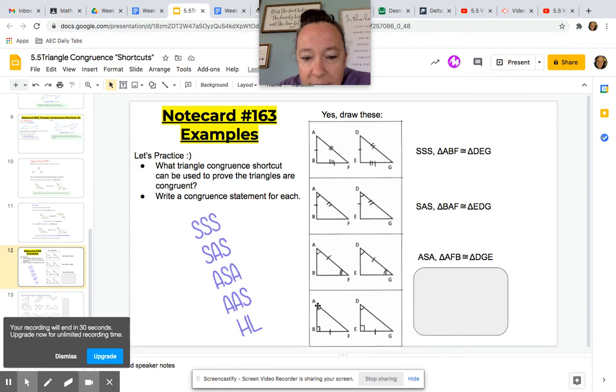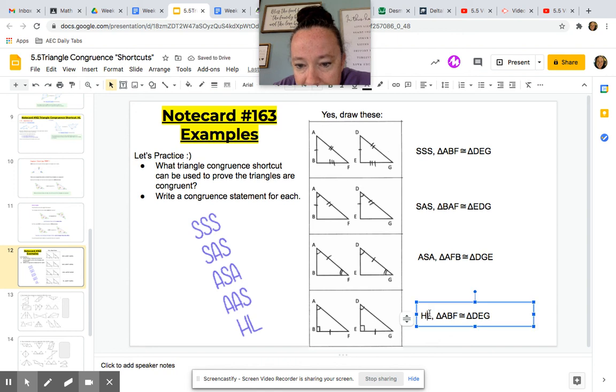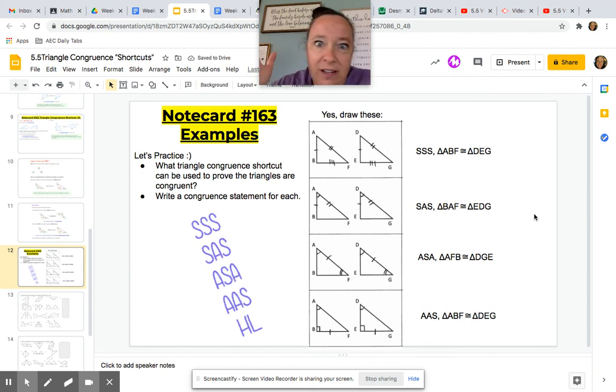So let's see. Angle, angle, side. Remember, angle, angle, side. The side is not included. Angle, angle, side. And then, oh, I had that wrong. It's not hypotenuse leg. This is still from when I used to teach and go, what's wrong with this? Like, with the kids in class. But anyway, so angle, angle, side. And I did ABF and DEG. So go ahead and finish up note card 163.